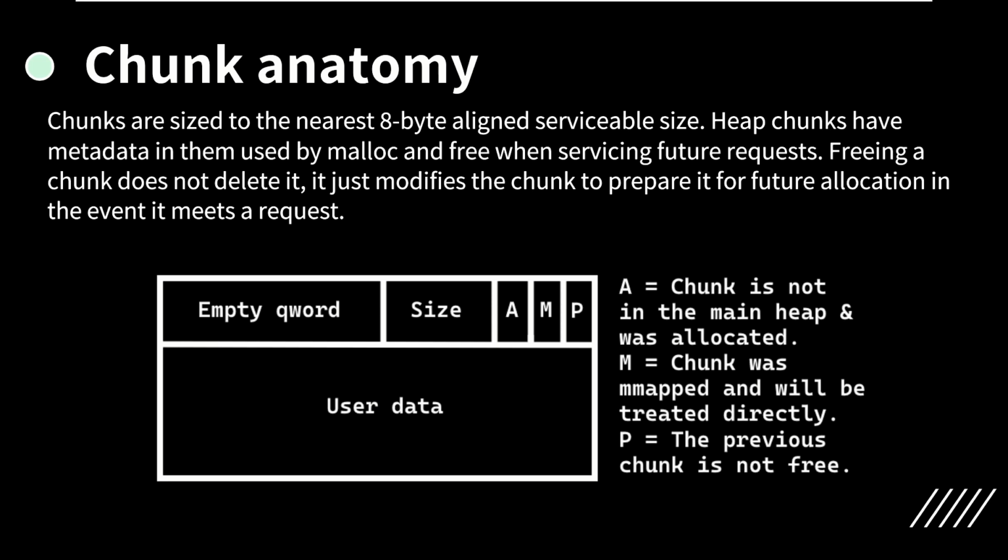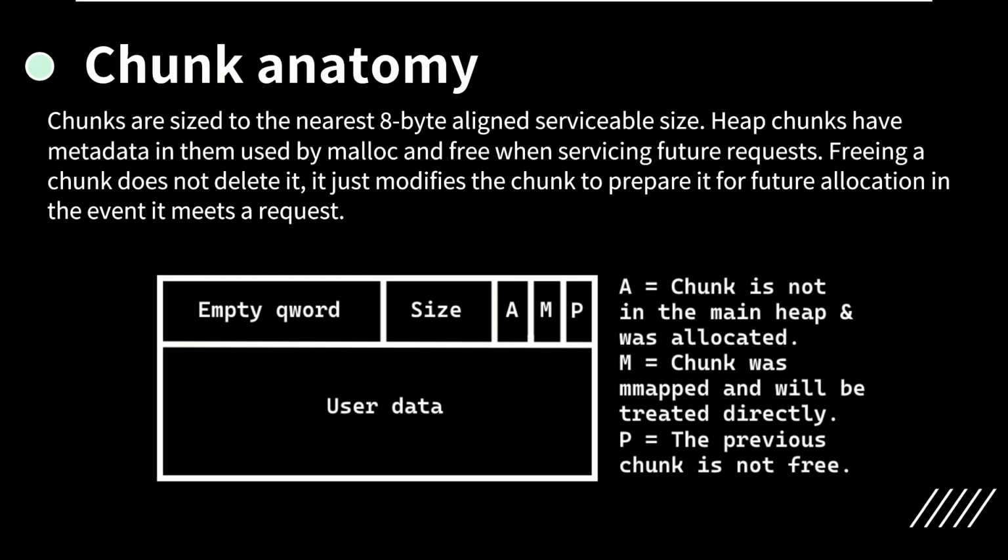Heap chunks have metadata in them that is used by malloc and free when servicing future requests. We're going to see some of this metadata when we look at a free chunk. But right now, all chunks will be somewhat like this. We're going to have an empty quad word. This will be used as a prev size field if this chunk ever gets freed. Next, on the second quad word, we're going to have a size for the first 4 bytes.